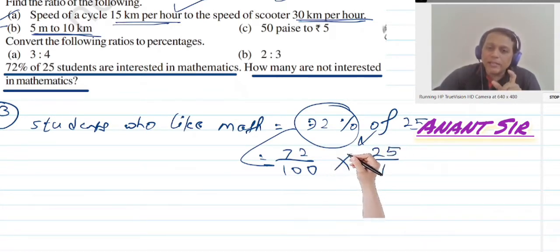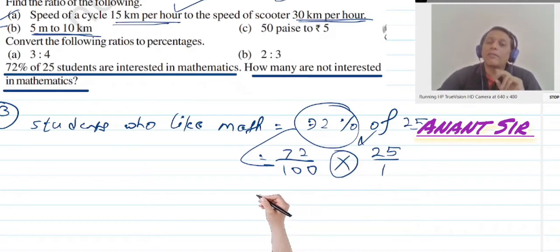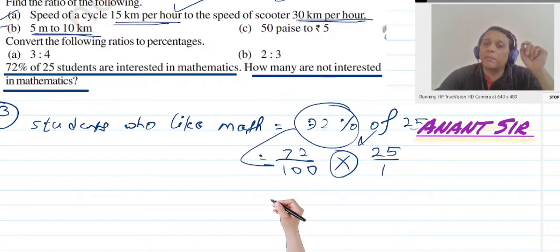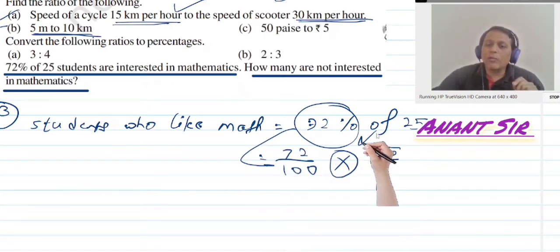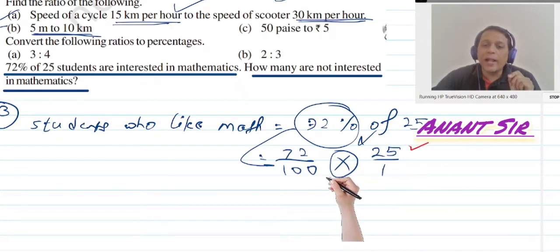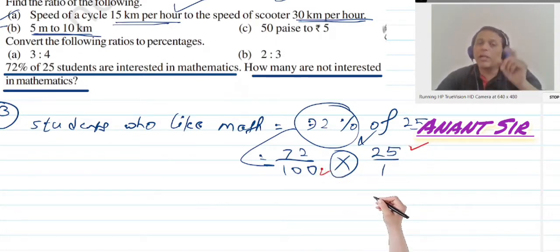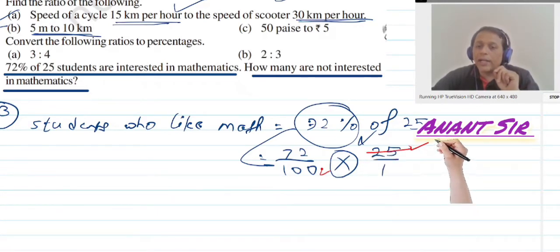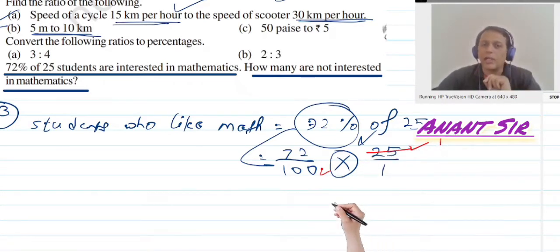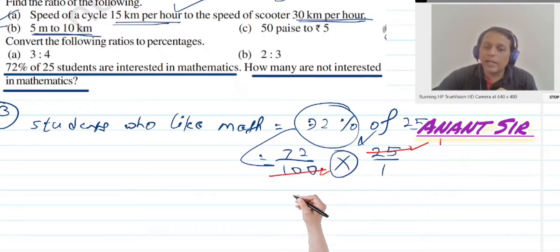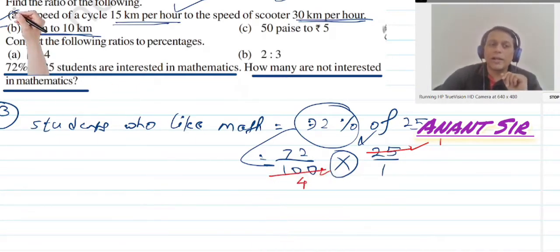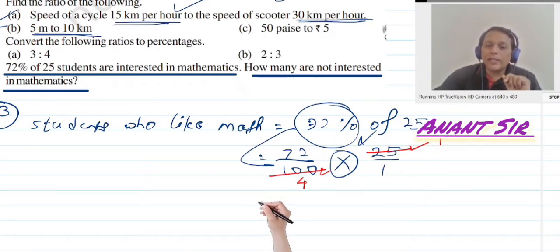Now when there is a multiplication sign, you can divide the numerator and denominator by any same number. Okay, so what I am going to do, I am going to divide this 25 and 100 by the same number, 25. So if I divide 25 by 25, I will get 1 as the answer. 25 ones are 25, and when I divide 100 by 25, I will get 4 as the answer. 25 fours are 100.